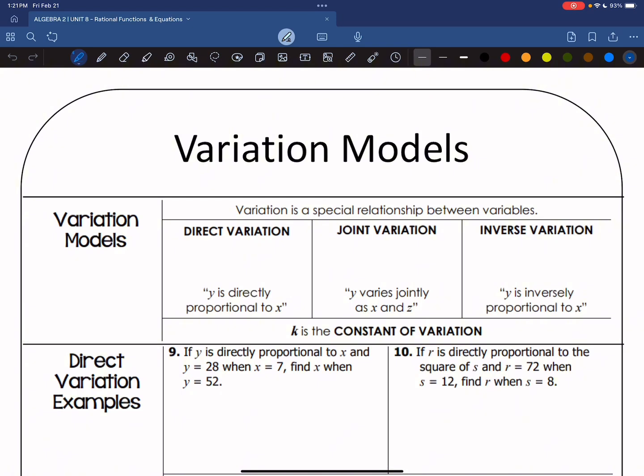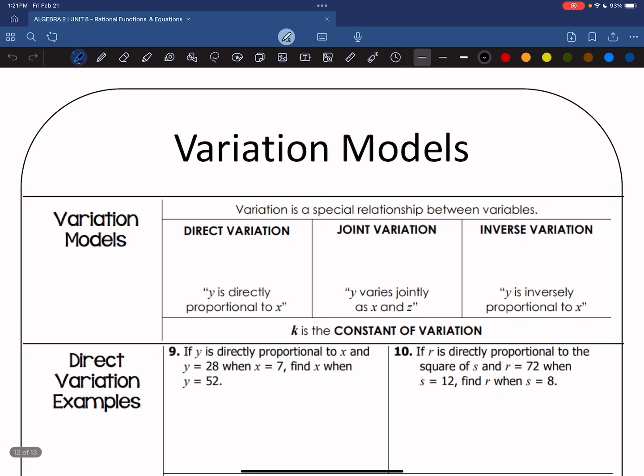The first is direct variation. Now, a direct variation model is going to follow this kind of format: Y equals K times X. And we read that as Y is directly proportional to X. And that K value that's multiplying with X is called the constant of variation. It's going to be some number value.